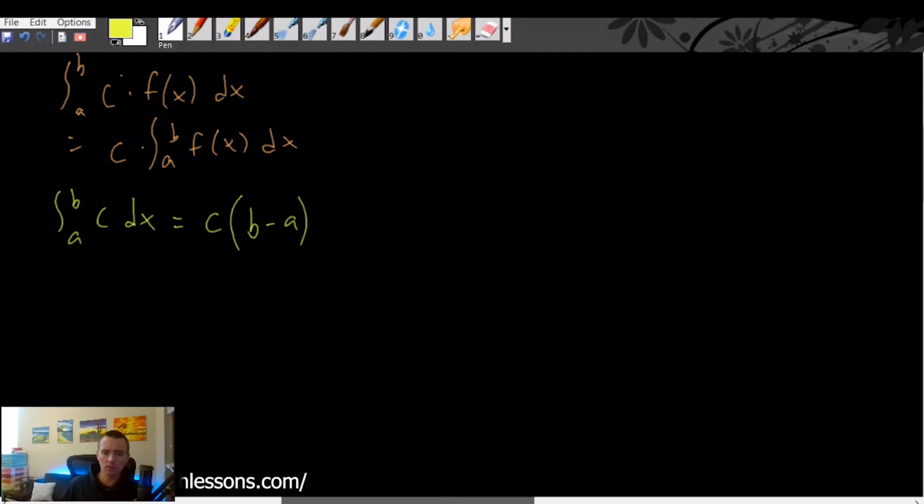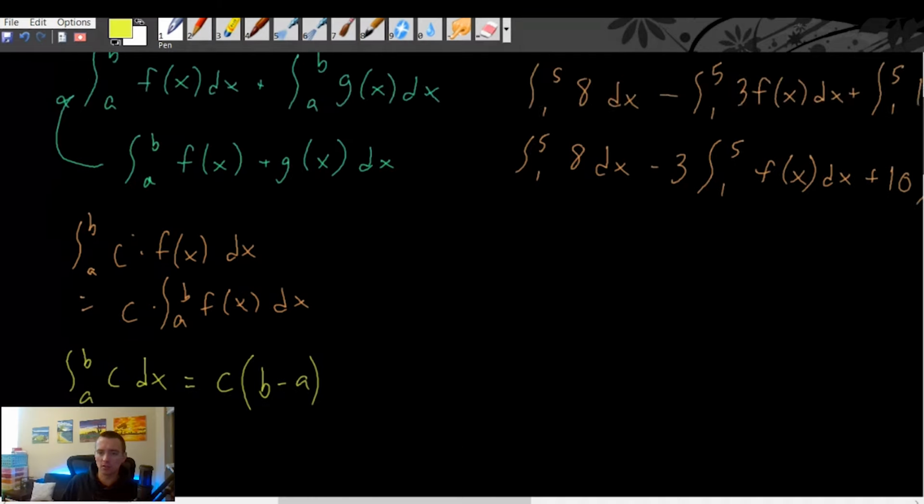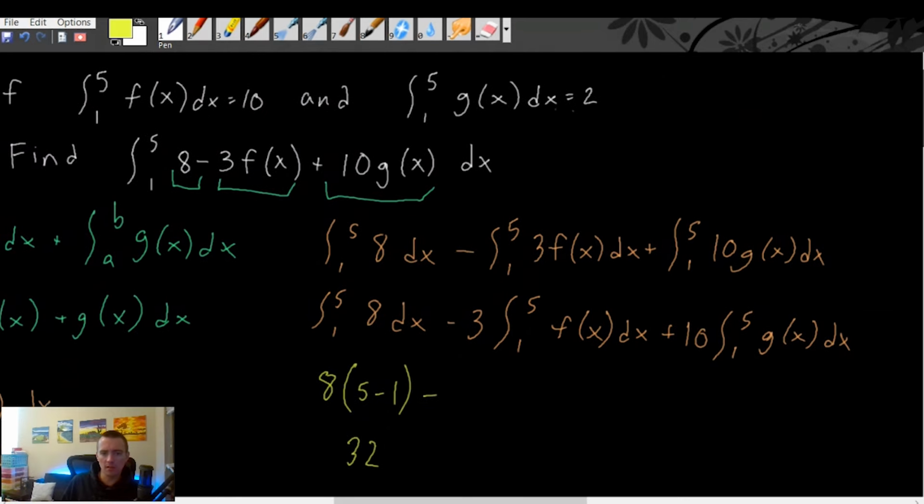So as a result, we can apply that property to figure out that we're just going to get whatever our constant is that we're integrating times the upper bound minus the lower bound. So that's just going to be, in this case, 8 times our upper bound of 5 minus our lower bound of 1. So 5 minus 1 is 4, times 8 is 32. So we know that the integral from 1 to 5 of 8 dx is just 32.